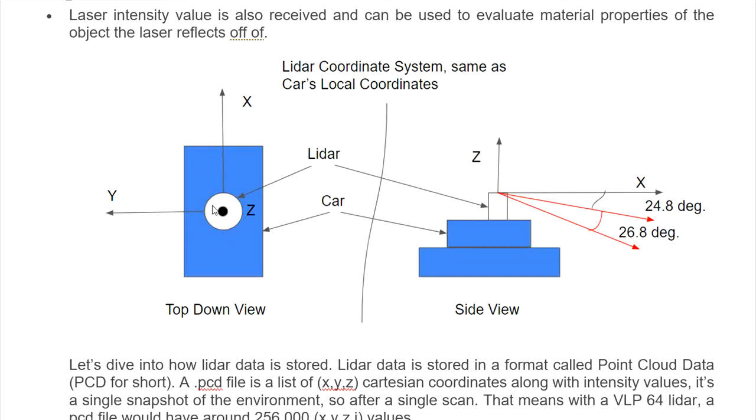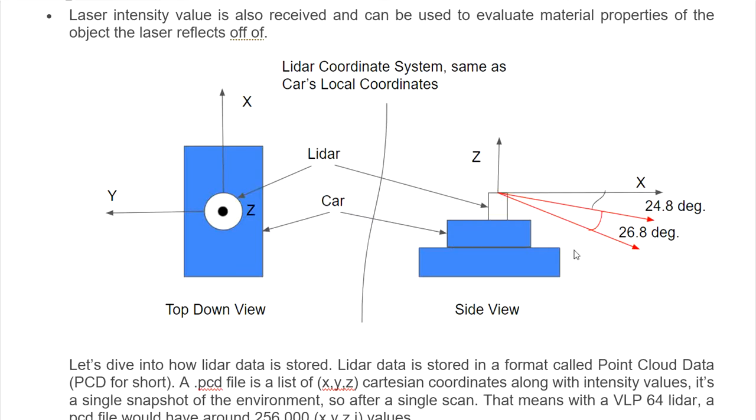For the autonomous vehicle, you can see right here how they mount the laser on the car. The green block is the car, and it moves forward in this direction. This is where they put the LiDAR, and the LiDAR coordinate system is here. X is the forward direction of the car, and Y is here. Look here, this is the top-down view, and this is the side view. Here you can see Z pointing up, and here you can see X and Y.